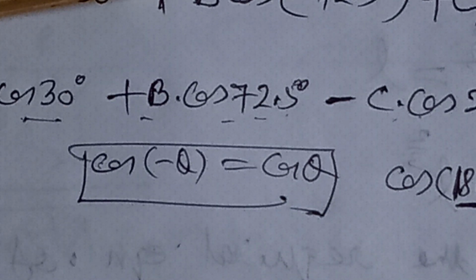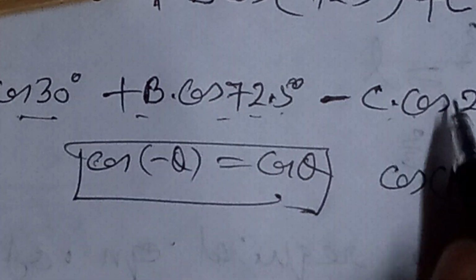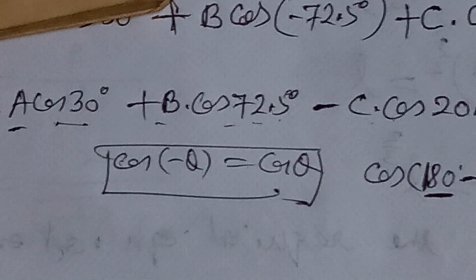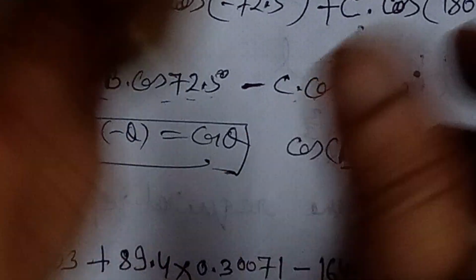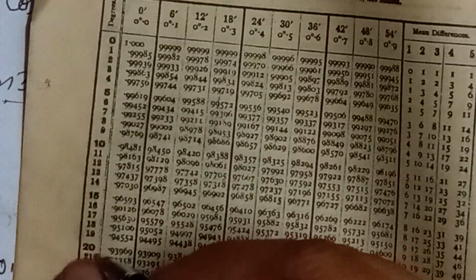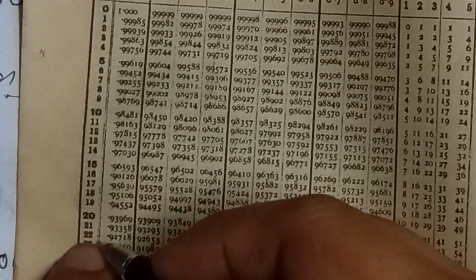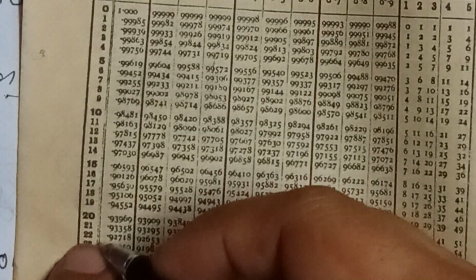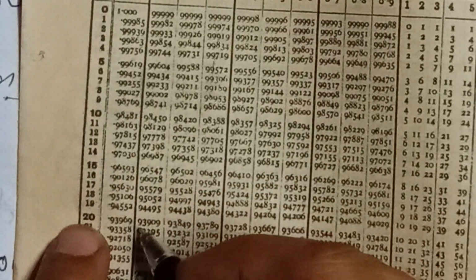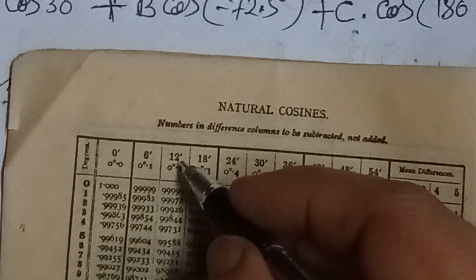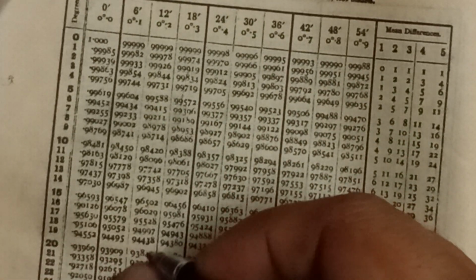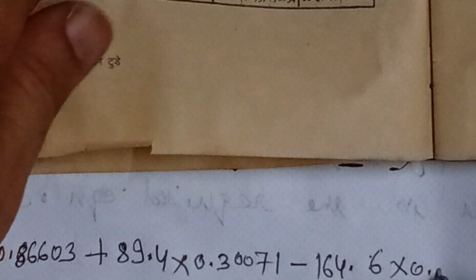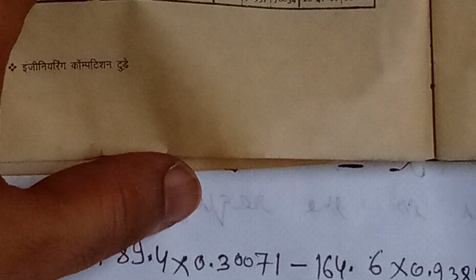164.6, and we will write the value of cos 22.2. 22 is here, and 0.2 is here. So going down from there and across from here, we get this value, which is equal to 0.93849.